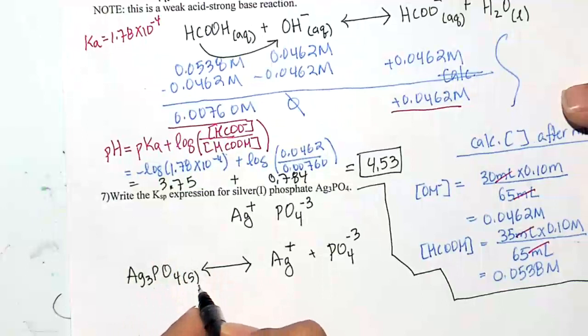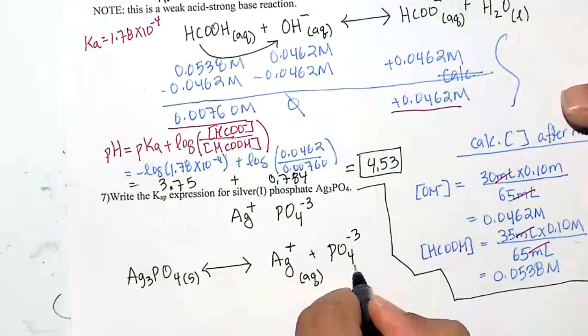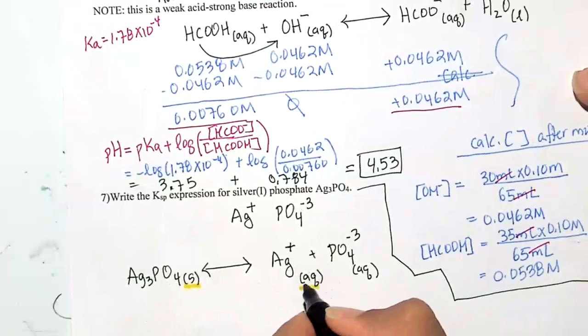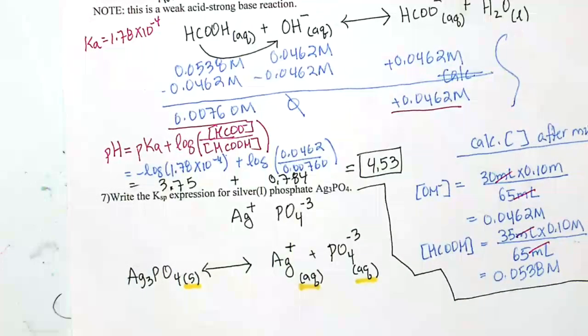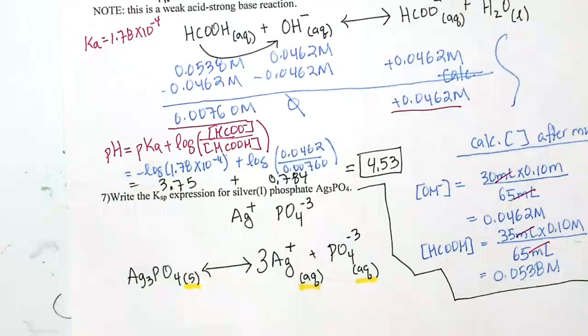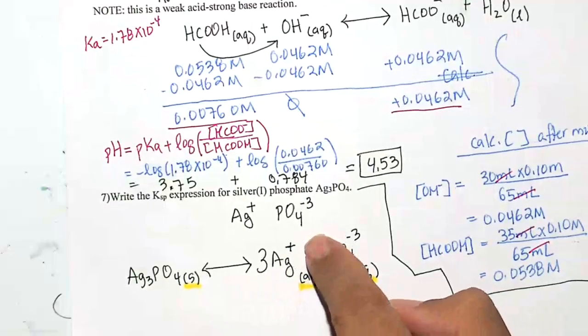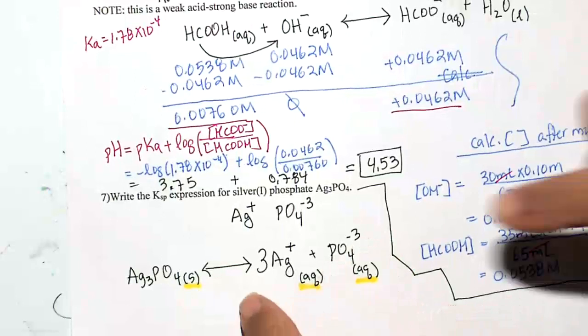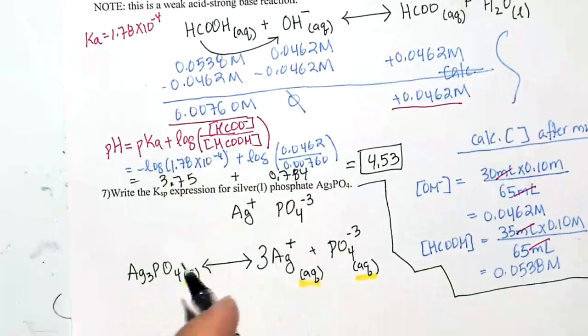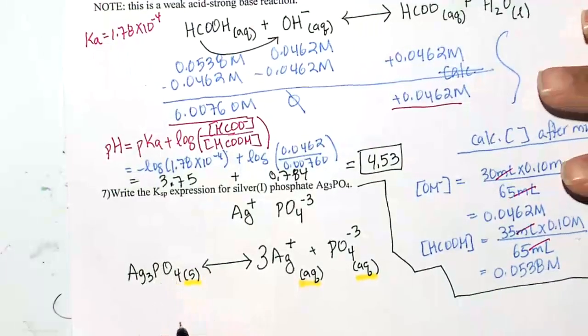I will take off some points if you don't have the solid in there, and if you don't have aqueous, because that's important for the KSP equation. So make sure you have your proper states. All right, next thing, what do we do in all our equations? We gotta balance it. 3 Ag plus, and plus 3 minus 3 is 0, and this is 0. There's no charges. So that's the KSP chemical reaction.